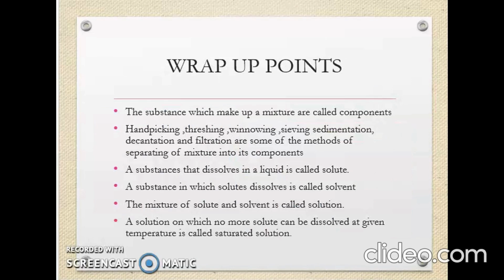Wrap-up points. In this lesson, you have learned that the substances which make up a mixture are called components. Handpicking, threshing, winnowing, sieving, sedimentation, decantation, filtration are some of the methods of separating a mixture into its components. A substance that dissolves in a liquid is called solute. A substance in which solute dissolves is called solvent. The mixture of solute and solvent is called solution. A solution in which no more solute can be dissolved at a given temperature is called a saturated solution.